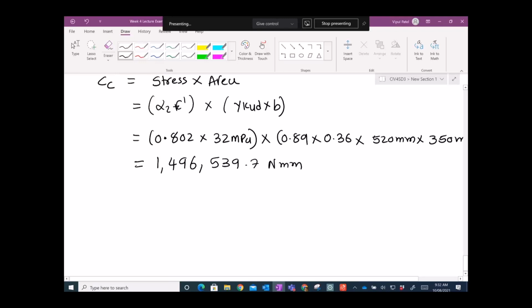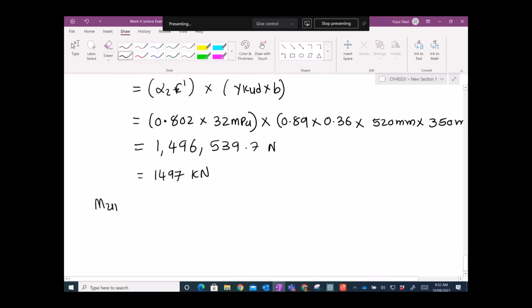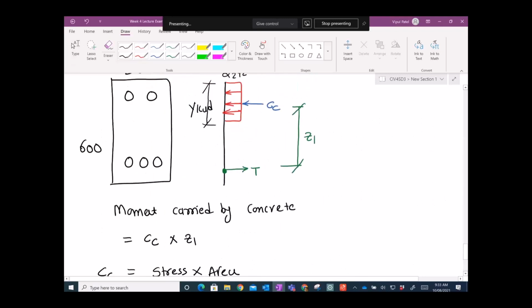1,496,539.7 newtons, sorry, just newtons. So you will have 1496 kilonewtons, or you can put 1497 kilonewtons. So that is the force carried by the concrete. And what about the moment carried by the concrete? Let's call it Mu1, which is the force times the distance Z1. The force is 1497 kilonewtons times the distance Z1.